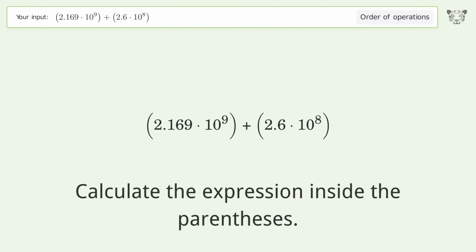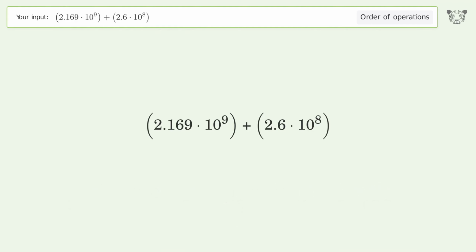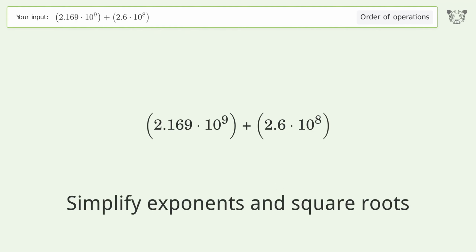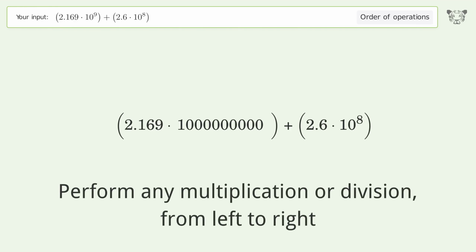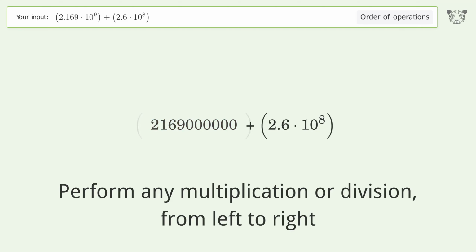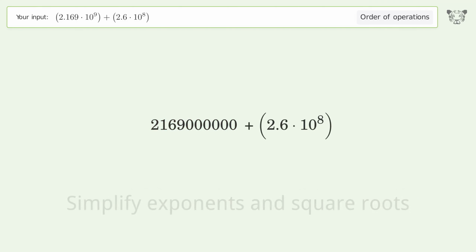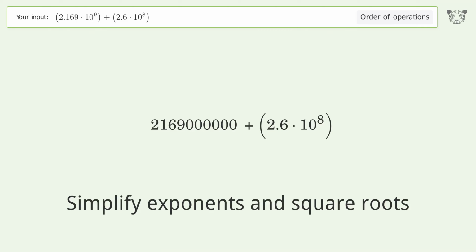Calculate the expression inside the parentheses. Simplify exponents and square roots. 10 to the power of 9 equals 1,000,000. Perform any multiplication or division, from left to right. 2.169 times 1,000,000 equals 2,169.